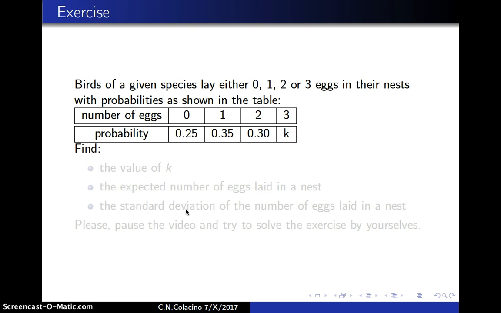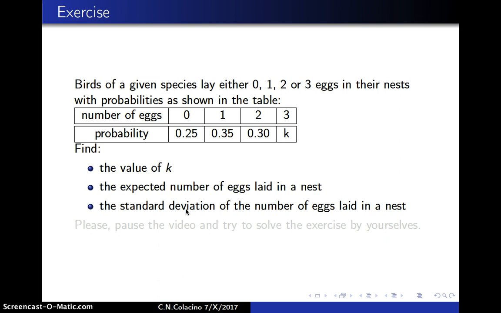Exercise. Birds of a given species lay either 0, 1, 2 or 3 eggs in their nests, with probabilities as shown in the table. Find, please, the value of k, the expected number of eggs laid in a nest, and the standard deviation of the number of eggs laid in a nest. Please do pause the video and try to solve the exercise by yourselves before going on. Pause the video.